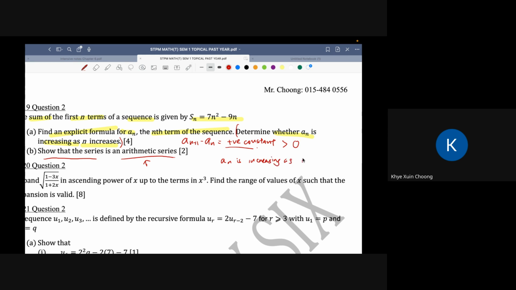Why so? Okay, because if you found that a_{n+1} minus a_n is positive, it means that if you always take the next term minus the previous term, the next term is always greater than the previous term. So if the next term is always greater than the previous term, then as n increases, a_n should be increasing, okay? So we show it by this, okay?